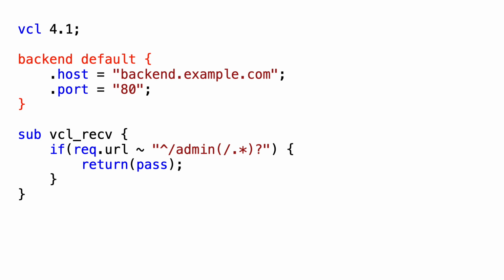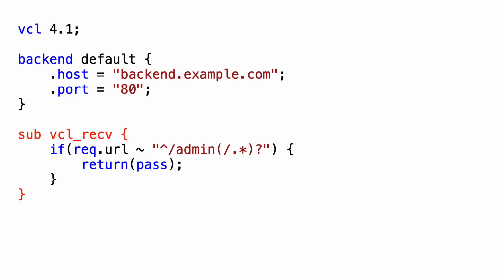Then you have a backend definition, which refers to the origin web server. It has a name, in this case default, and has a host and port parameter that point to the network host and the network port on which you can connect to retrieve origin data. Then you have a VCL receive subroutine, which is one of the hooks of the finite state machine you can hook into, one of the states, and where you can perform logic. VCL receive represents the part of the finite state machine where a request is received by Varnish.